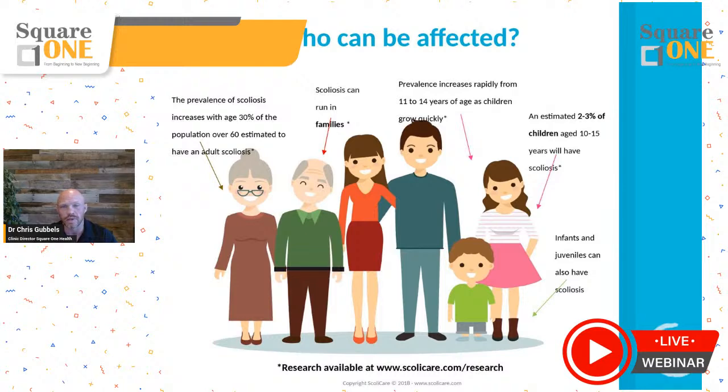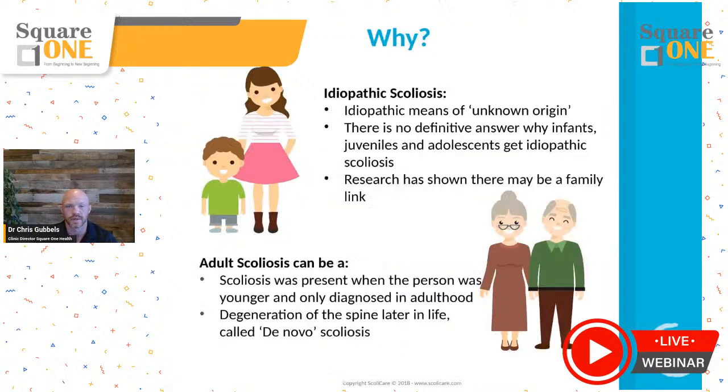Even once in a while, we will see it in infants, which would be anyone from 0 to 3 years old, or even in juveniles, which is between 4 and 10 years old. But we call that early onset scoliosis. It's generally thought that there's less than 1% prevalence of scoliosis in infants and juveniles.